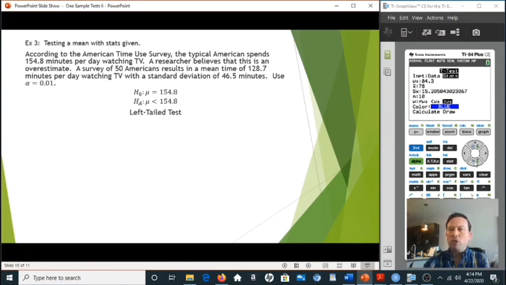Now let's see what we can do here with our calculator to input these values. The null value there is the 154.8, so we're going to enter that. X bar and S, that's the mean and standard deviation of the survey. So that would be the 128.7, and S is 46.5. N was 50 people. Then we're going to choose the less than sign for the inequality. Then we choose calculate, and bam, we're all set.